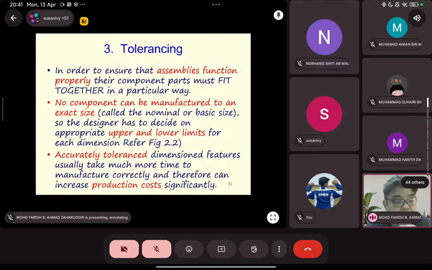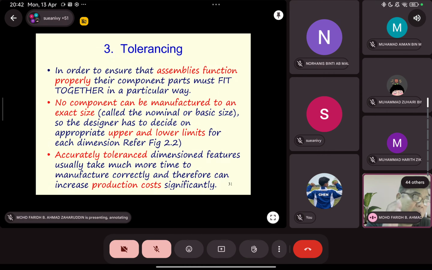When we produce a product, it is impossible to make the exact size, like the nominal or basic size of 20 mm, 30 mm, 40 mm. It's ridiculous, nobody can fabricate to the exact size. So you must give some gap. If the machinist can fabricate within this range, the value will be accepted in production.